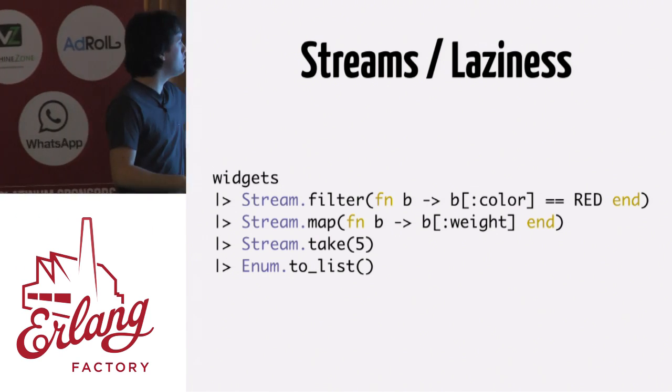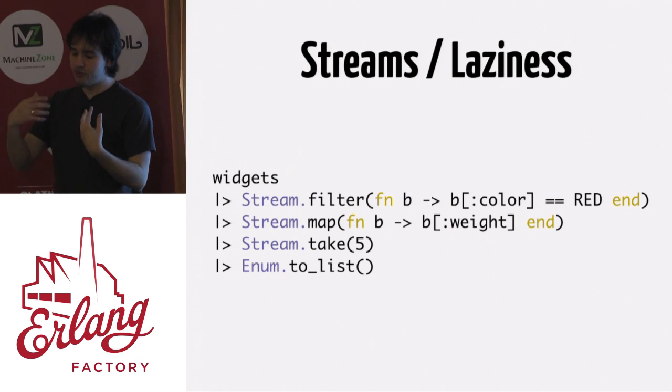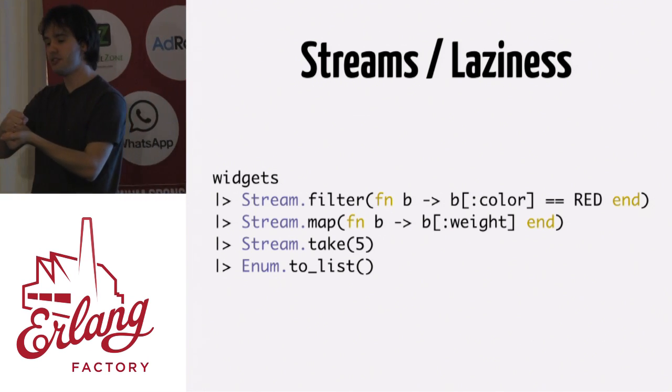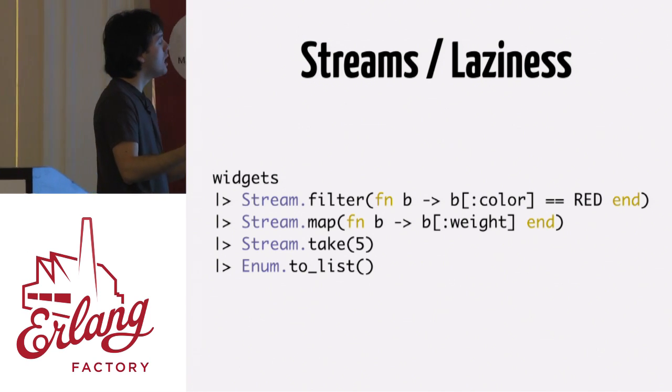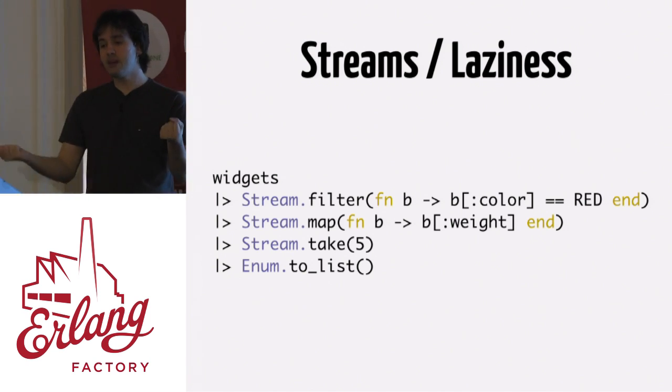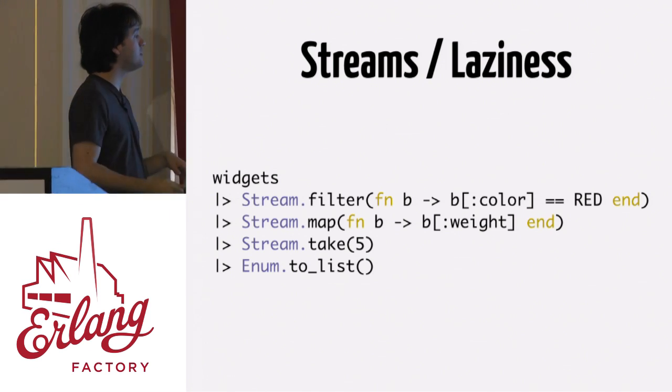And here's the laziness, right? So the widgets, when we pass them to Stream.filter, it's not going to filter the widgets, it's going to store this computation. And then when we call Stream.map, it's going to store this computation too. And Stream.take is going to store this computation too. And when we call to_list, everything is executed.